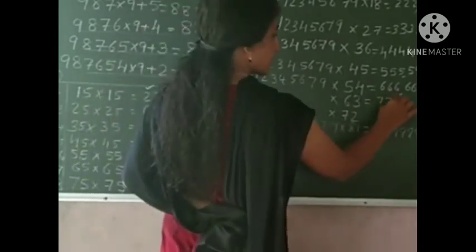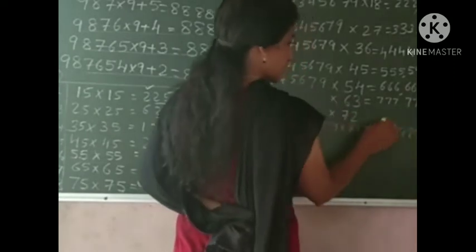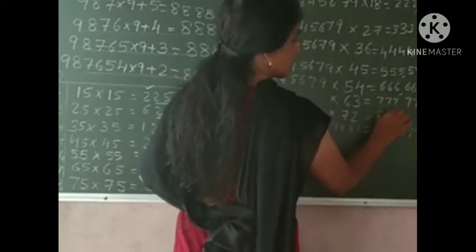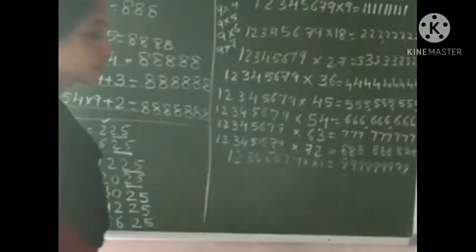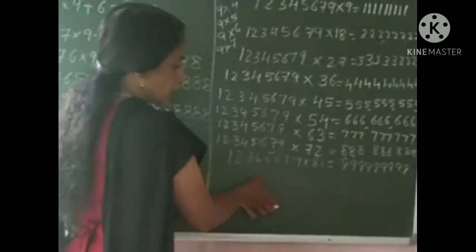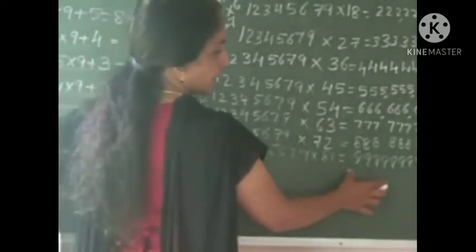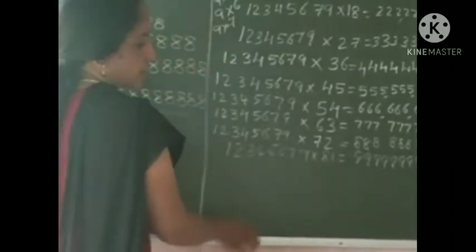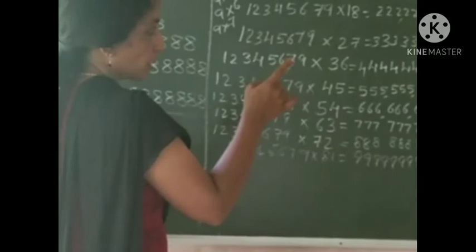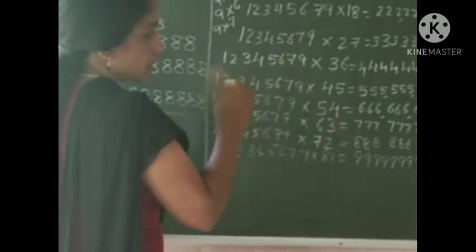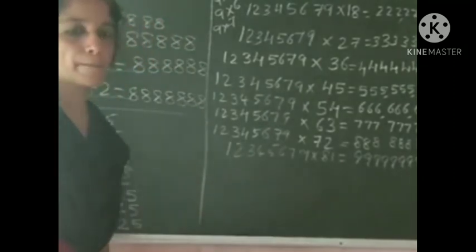Here comes 7 7 7 7 7 7 7 7 7. Next answer is 8 8 8 8 8 8 8 8 8. Then last, 1 2 3 4 5 6 7 8 9 into 81. Answer 9, nine times. Then this is another pattern: 1 repeating 9 times, 2 repeating 9 times, 3 repeating 9 times, etc. This is also another part.